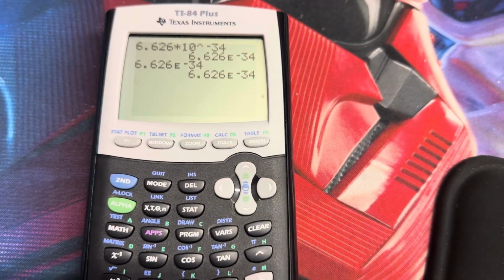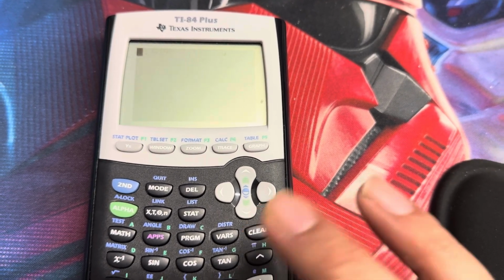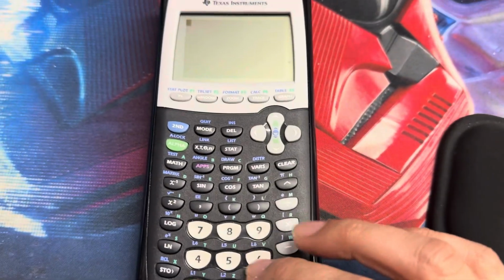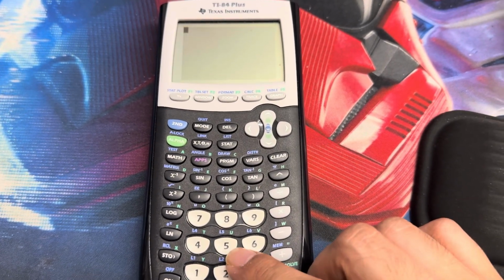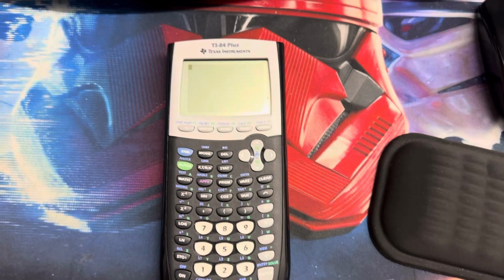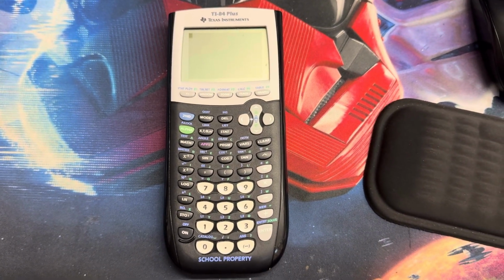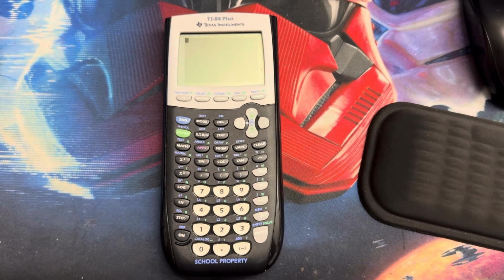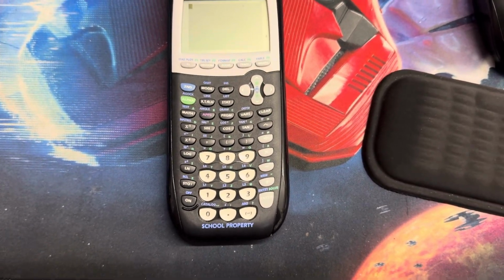So to multiply by exponents, I can do it two different ways. And the reason why I'm showing you these is because it's related to waves equations. So we're going to use h for Planck's constant, the 6.626 times 10 to the negative 34, and the speed of light, which is 3.00 times 10 to the 8.